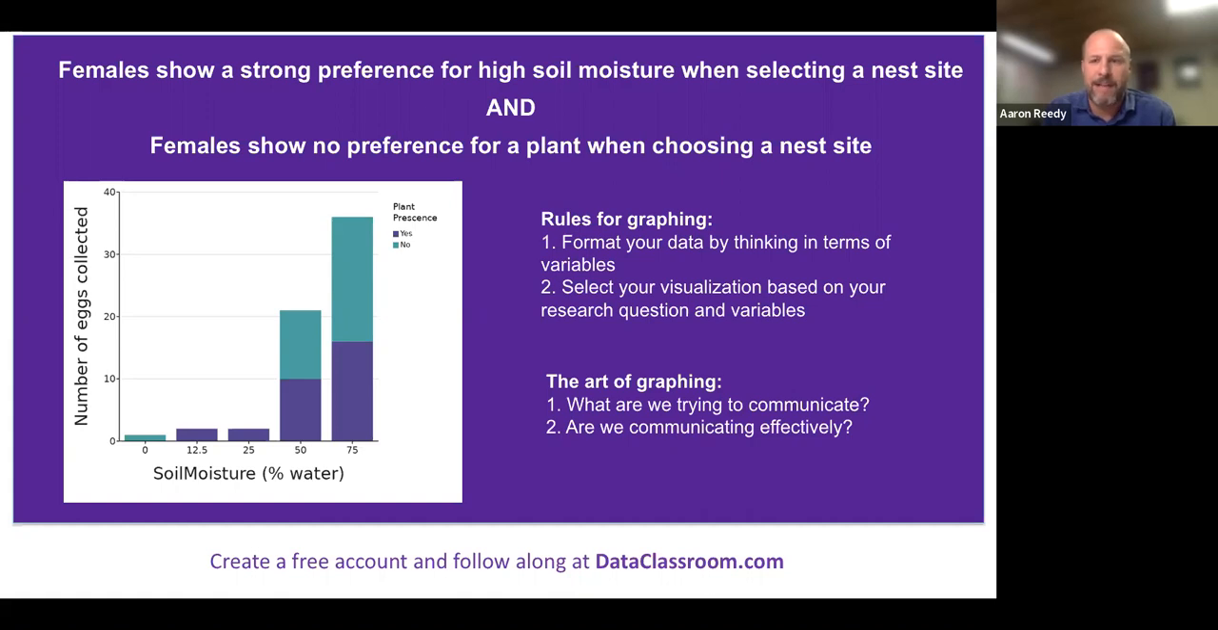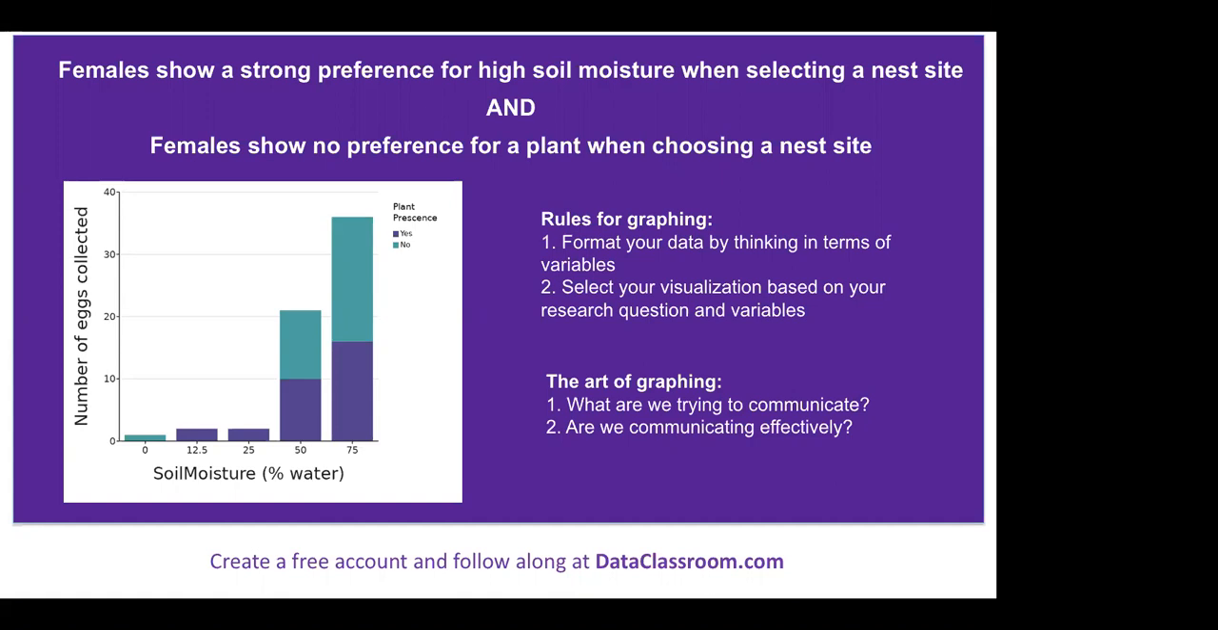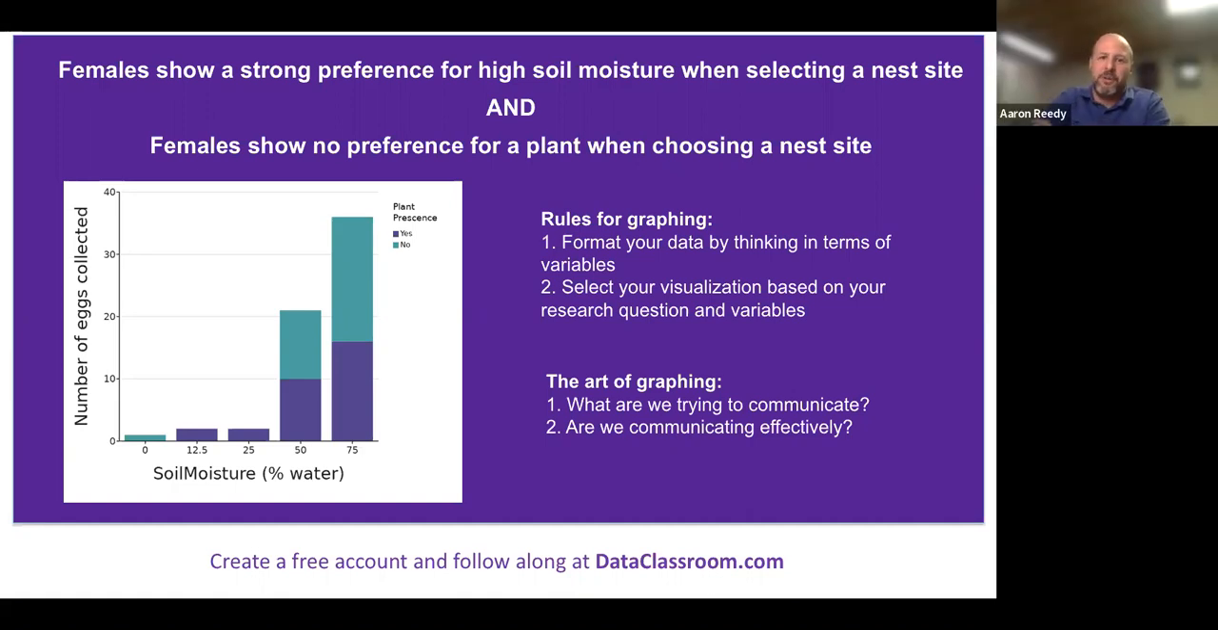And within DataClassroom, this is where the role of the Graph Wizard comes in. When we go on to other examples, I'll show you how the Graph Wizard guides you through the rules for graphing to get you to an appropriate graph. But with the art of graphing here, there's a number of choices we made. And the things we want to keep in mind are, what are we trying to communicate, and are we communicating effectively?